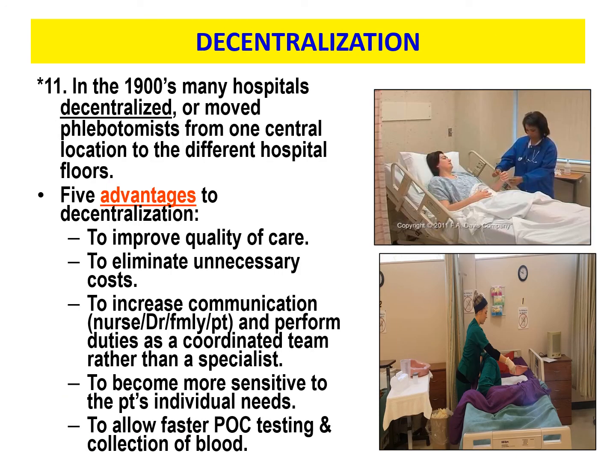Now we're going to talk about decentralization. In the 1900s, many hospitals decentralized, or moved phlebotomists from one central location to the different hospital floors. There are 5 advantages to decentralization that we'll cover here. It helps improve the quality of care. It eliminates unnecessary cost.